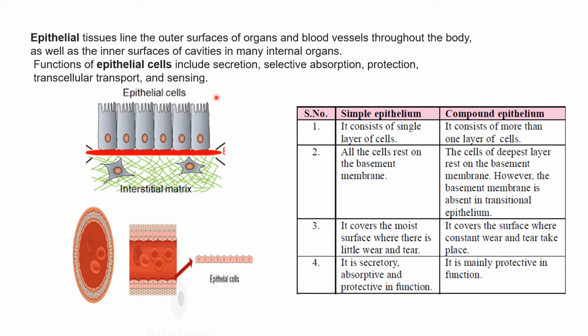So these are the epithelial cells and this is the basement membrane on which it is lying. Now they are of two types, simple epithelium and compound epithelium. Simple means it contains a single layer of cells as this, and compound has many layers. In simple, all the cells rest on the basement membrane, but in compound only the last layer rests on the basement membrane. So mostly the function of the simple epithelium is secretory, absorptive and protective in nature, and compound epithelium is mostly protective in nature.